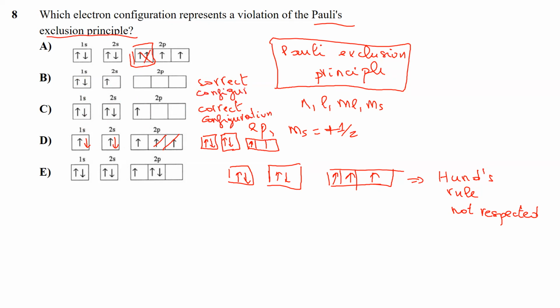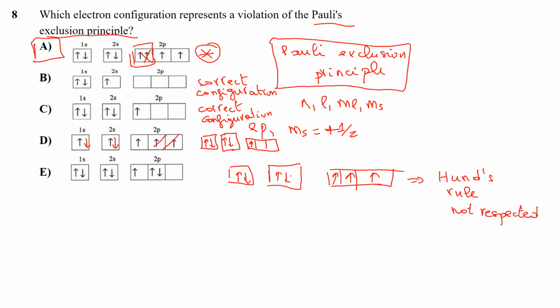But A is completely wrong. You cannot have this plus 1/2 two times for two electrons that are on the same orbital. So this one definitely does not respect the Pauli exclusion principle.